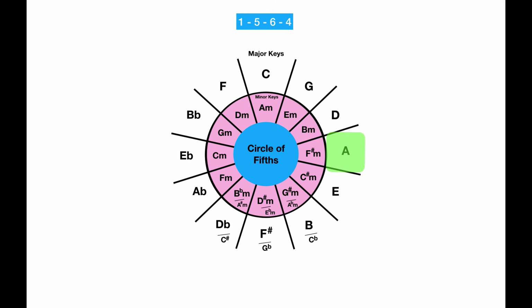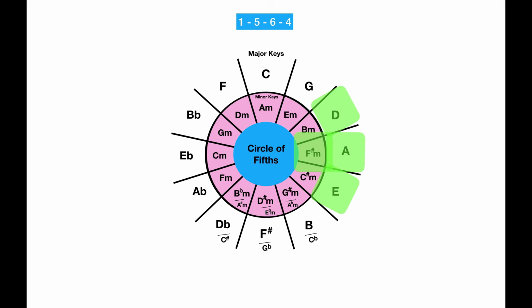So if you found a song that's written in the key of A major, you know that the A will be chord number 1, directly to the right of it will be chord number 5, directly to the left of it will be chord number 4, and then the relative minor will be beneath the number 1 chord. And we can do this all the way around the circle.